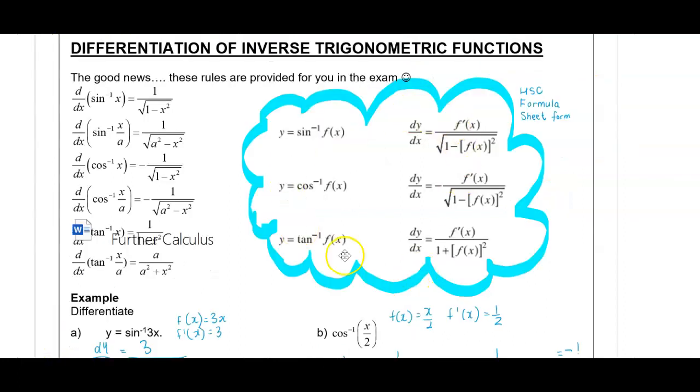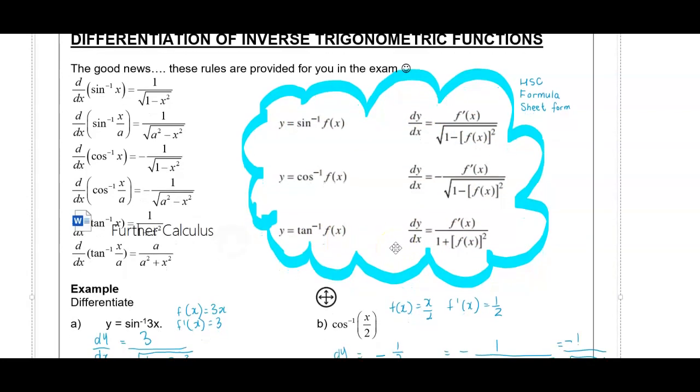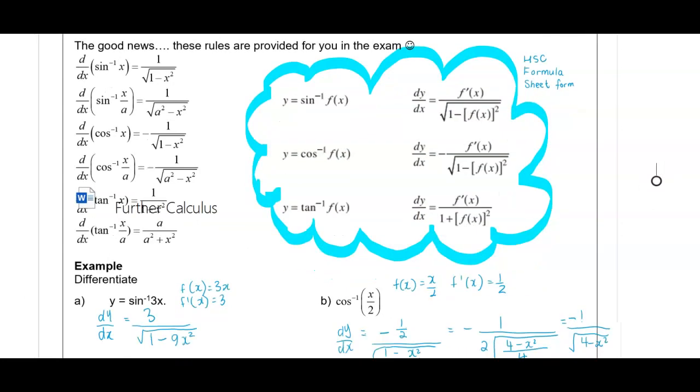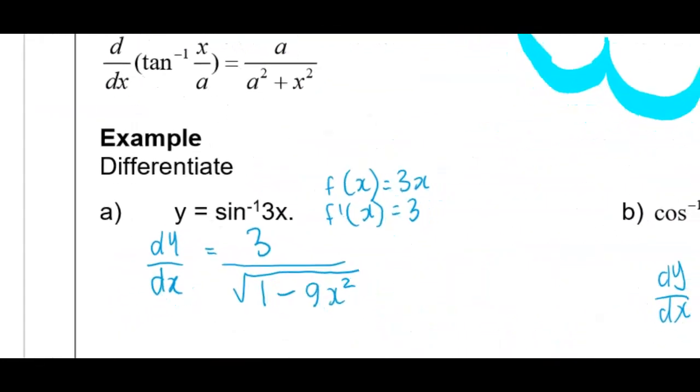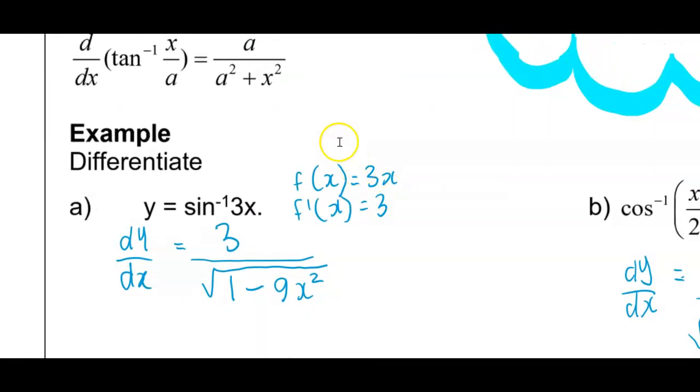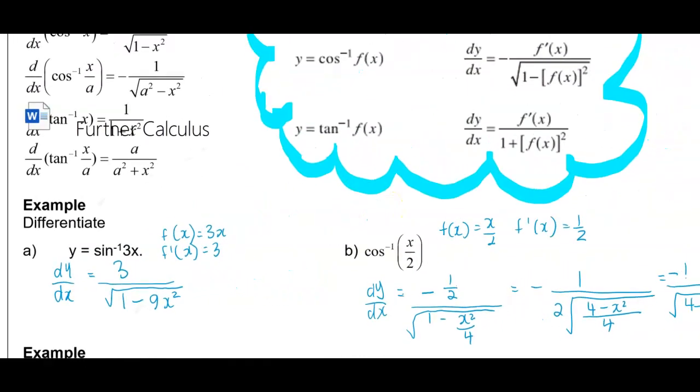So I'm going to be explicitly using our HSC formula sheets to differentiate. I think it's the best way. We don't need to learn something else, and we can just go straight from that sheet. So if we have a look at our first question down here, we want to differentiate the function y equals inverse sine of 3x. So looking at our formula sheet, this 3x is our f of x, and our f dash of x is going to be 3.